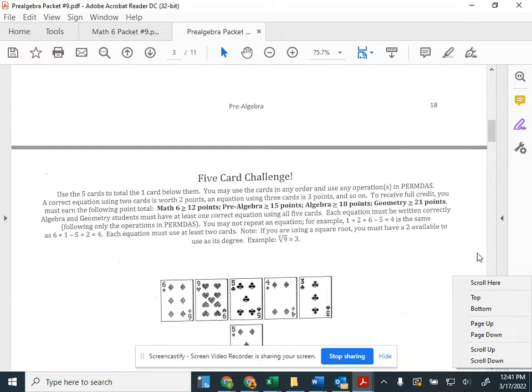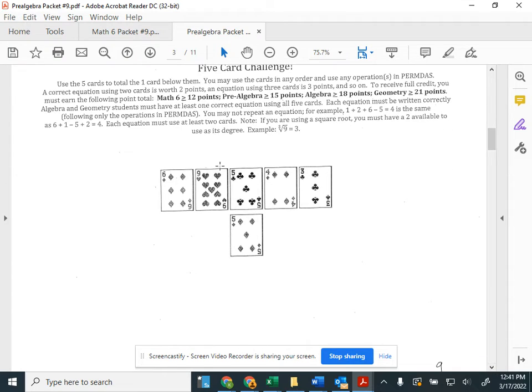Five-card challenge. We know 5-card challenges. I have had people ask me, hey, can I just put a 5 down and get a simple, easy point? Why would that not work? Paisley? Because it says it has to be at least 2 portions. Yeah. It has to be at least 2 cards. It has to be an equation.